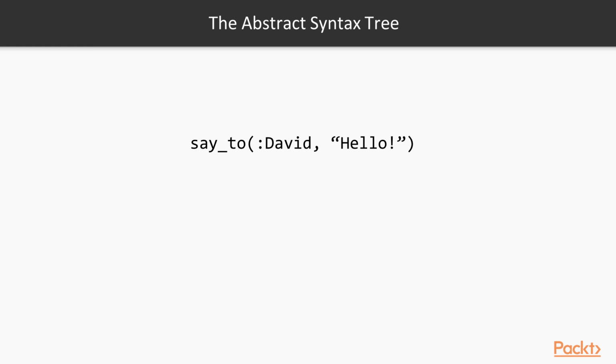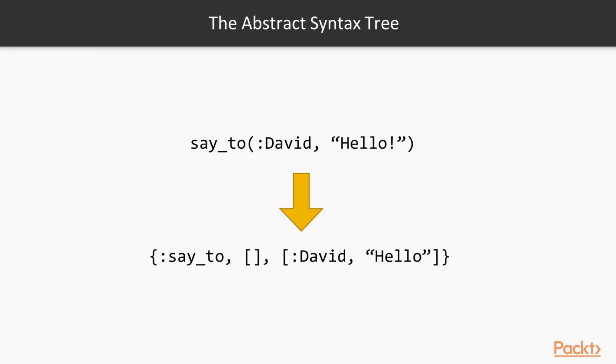So let's consider this Elixir expression, which is a function call to a function named say2 that receives two arguments, an atom, David, and a string, hello. This function call can be represented in terms of Elixir data with a tuple containing 3 elements. This corresponds roughly to a node on the abstract syntax tree. All programs are represented by combinations of these nodes.